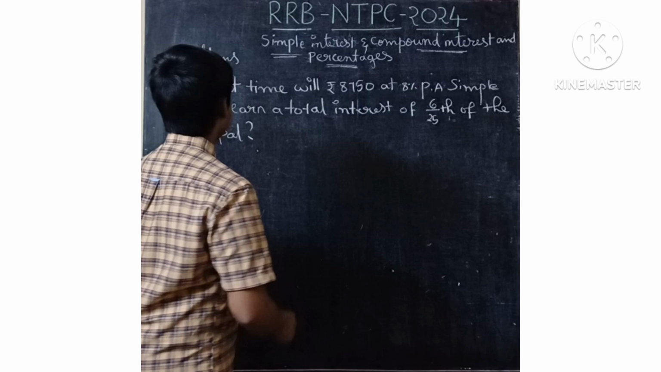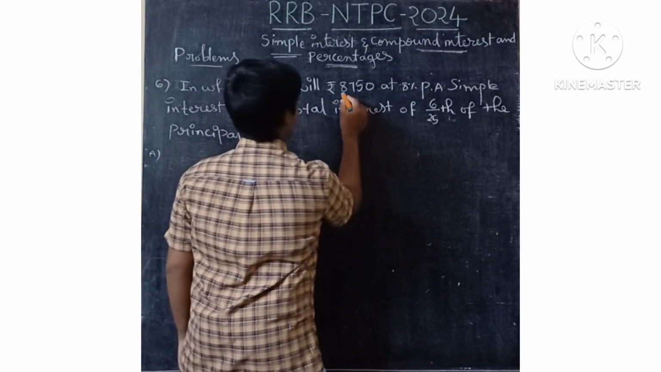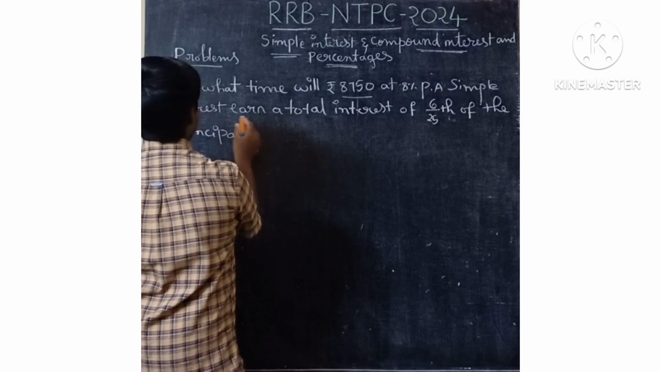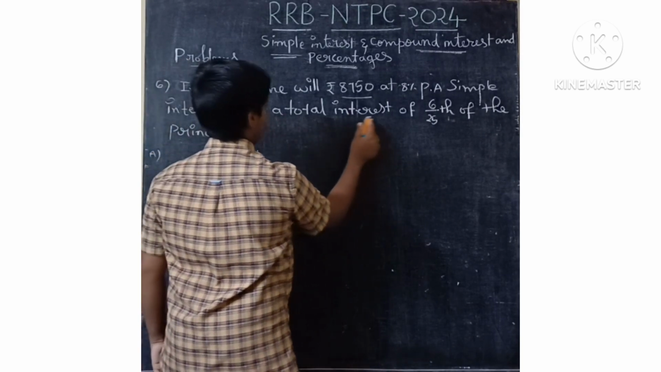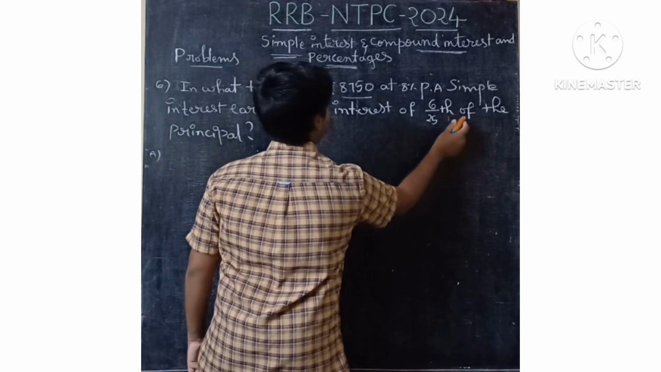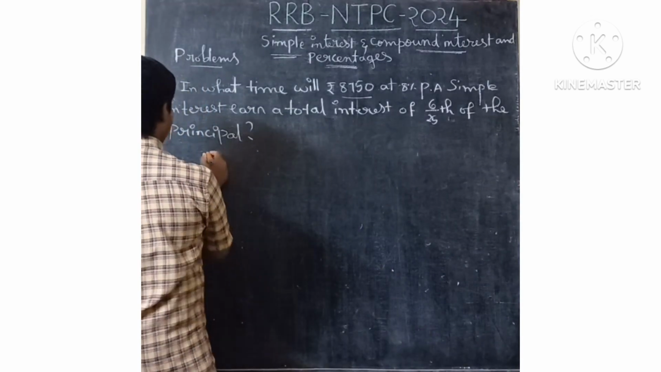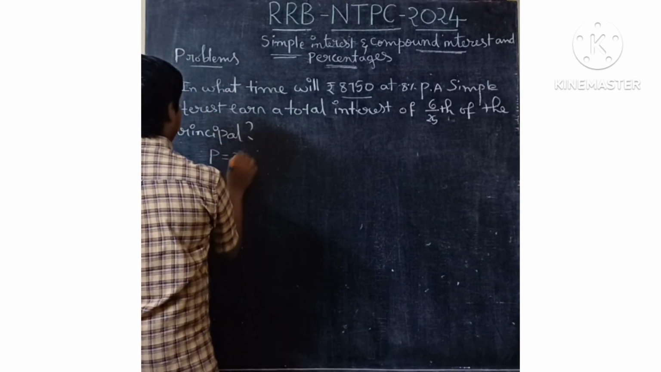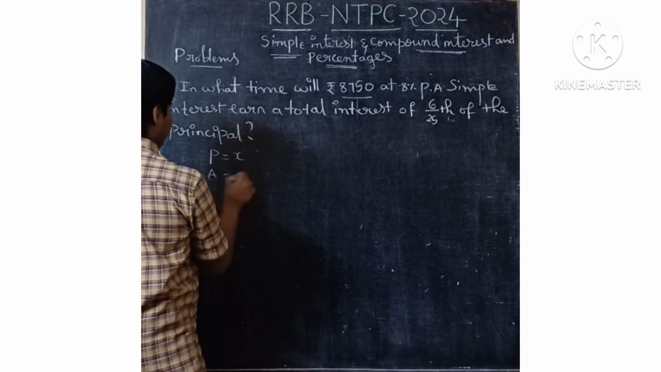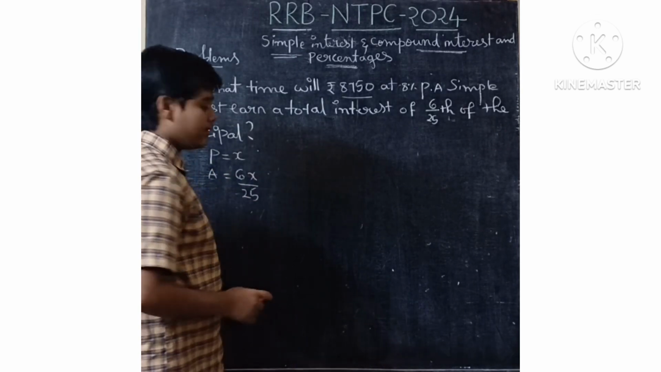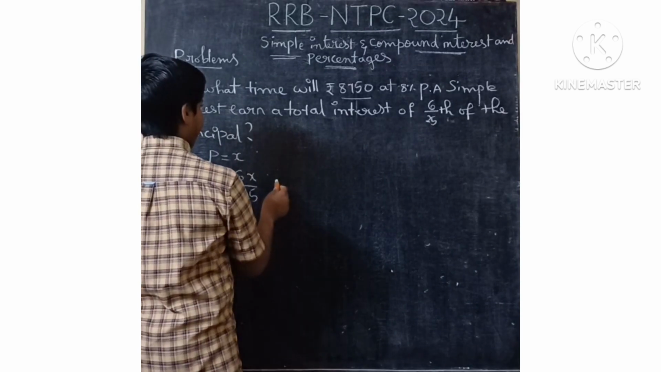This is the sixth question. In what time will 8750 at 8% per annum simple interest earn a total interest of 6 by 25th of the principal? So first take the principal as x. So the amount will be 6x by 25. Okay. So we have to find the time.